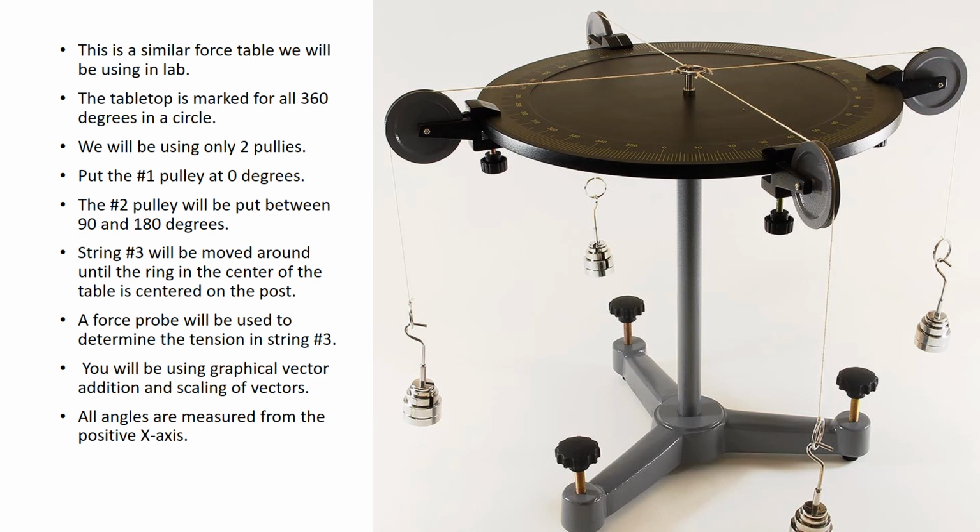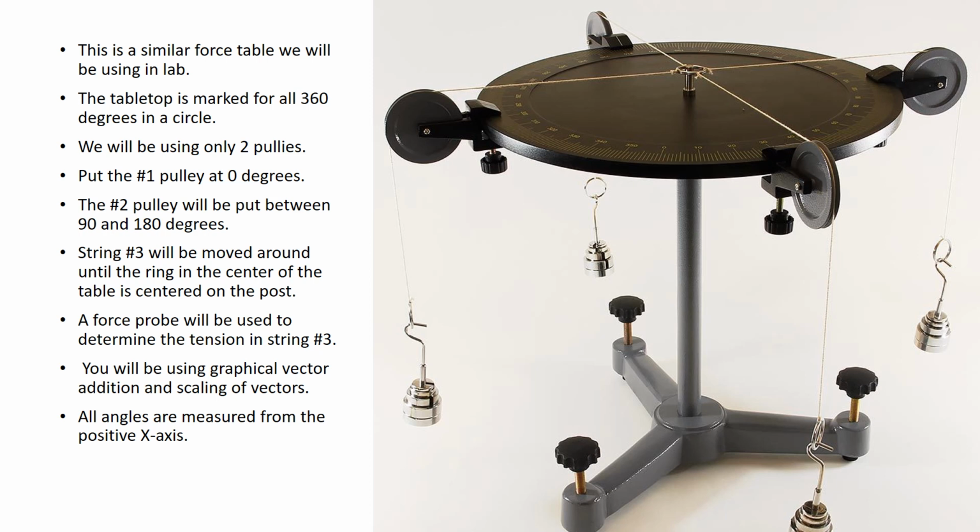Alrighty, and here we have a picture of a force table. It's very similar to the ones we're going to be using in next week's lab. The force table should be flat and level. So if you're having anomalous readings, you may need to make sure that the table is leveled. You'll notice that there is a ring around a post in the center, and that there are some strings coming off of it. This picture shows 4 strings, but we will only be using 3 strings, 2 of which will be on a pulley. The table is marked from 0 to 360 degrees.